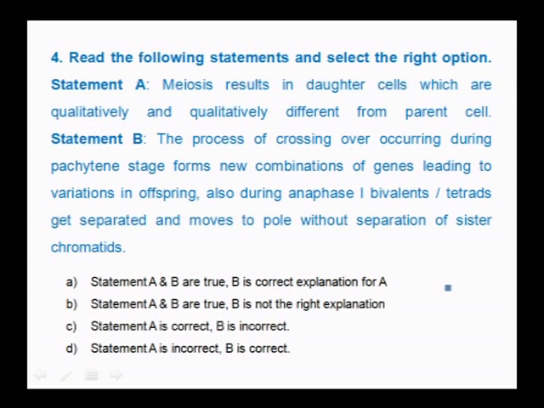So let us understand the parts of the question here. Meiosis is referred to as such a kind of division where daughter cells are qualitatively and quantitatively different from the parent cell. Quantitatively they are different from the parent cell because the chromosome number has been reduced to half. Qualitatively they are different because they have new combinations of genes as a result of the process called crossing over. So the answer for this question is A. Statements A and B are true, and B is the correct explanation for A.